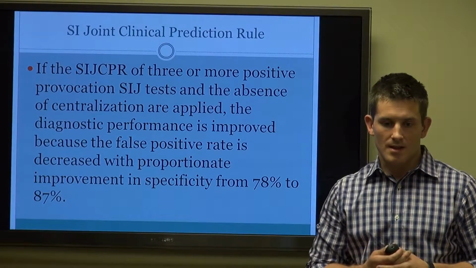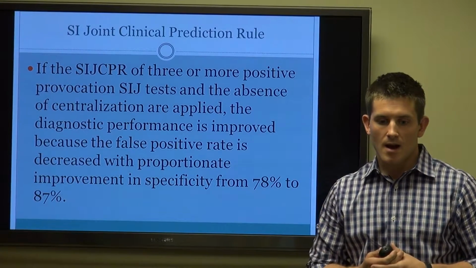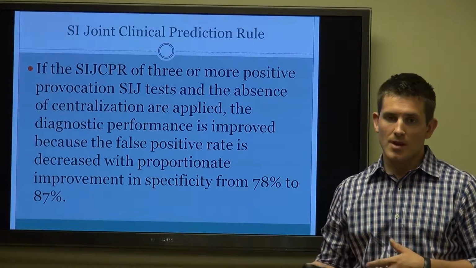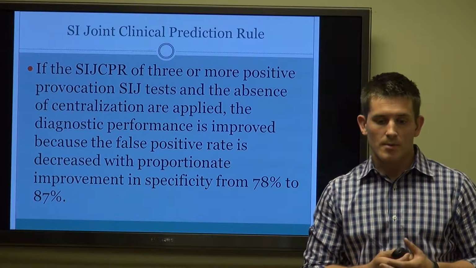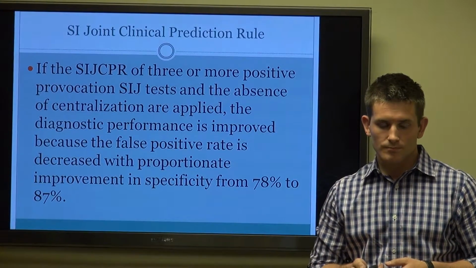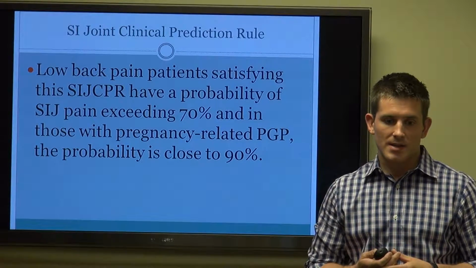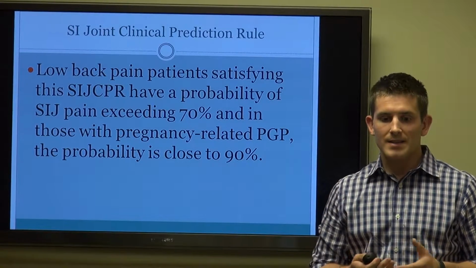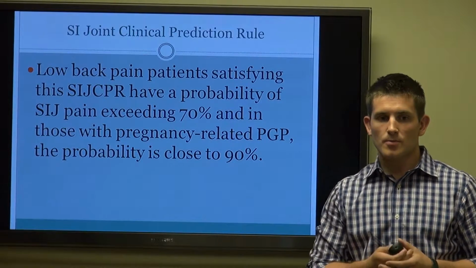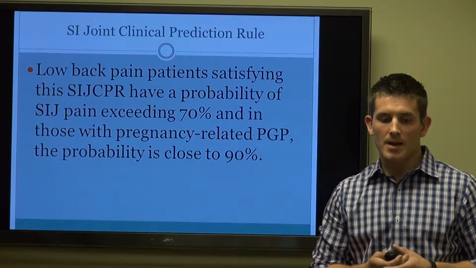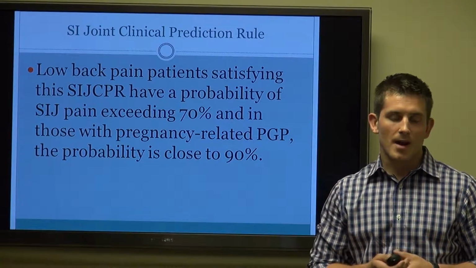Their statistics say that the false positive rate is decreased, with specificity going from 78% to 87%. So basically low back patients that satisfy this criteria have a probability exceeding 70%, and if we apply this to pregnancy-related low back pain, it's probably closer to about 90%.